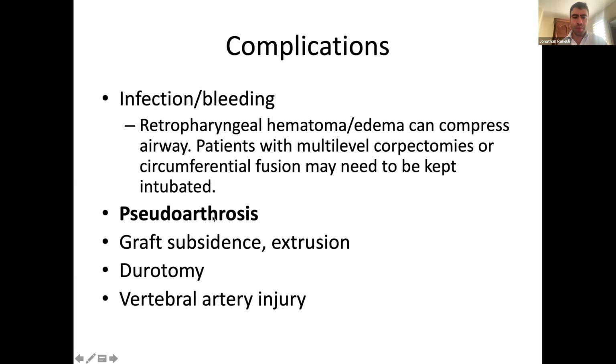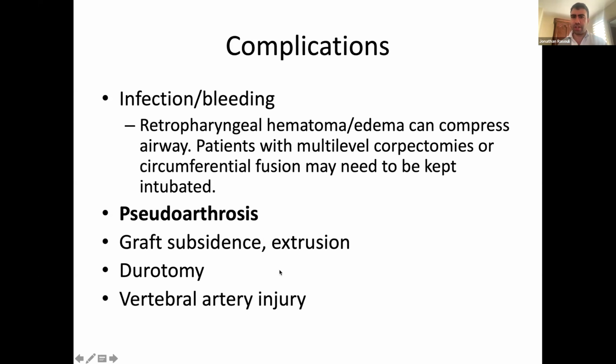Pseudoarthrosis is a very common problem after ACDF, especially anything more than two levels, and this can be dealt with in certain ways. Graft extrusion is rare, but subsidence is common with ACDF. It's essentially a type of pseudoarthrosis and is treated the same way. Durotomies are very rare with ACDF. These can be very difficult and almost catastrophic things to deal with if they have a big anterior pseudomeningocele. Very, very difficult to deal with.